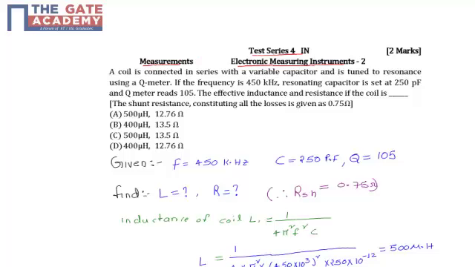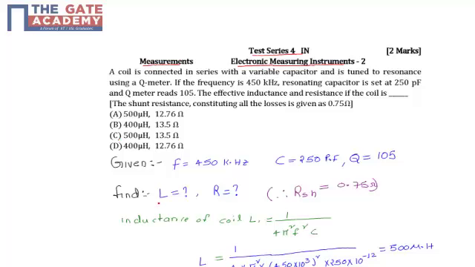resonance using a Q meter, which is nothing but the coil is connected in series with the variable capacitor and tuned to resonance using a Q meter, having the frequency of 450 kilohertz and the resonating capacitor of 250 picofarad. The Q meter reads 105. We have to find the value of the effective inductance and resistance of the coil for the given specifications.